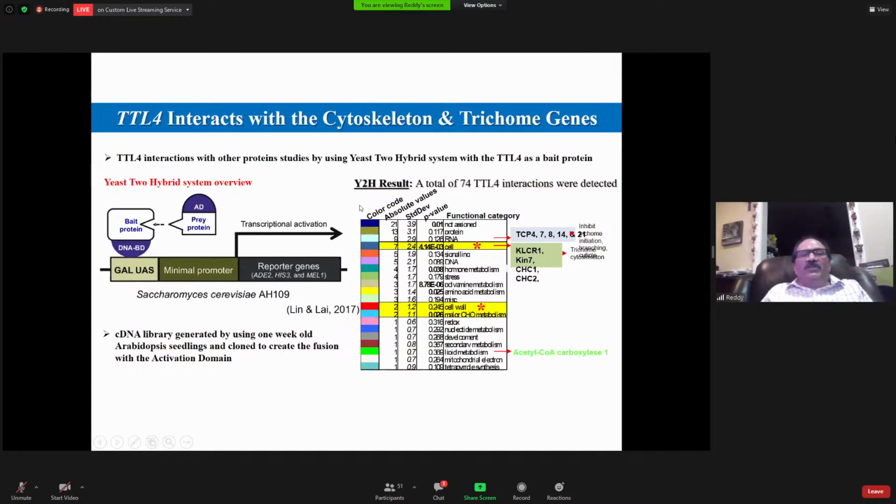So using this kind of yeast-2 hybridization technique, we have identified several genes that are interacting, and especially these TCP transcription factors are known to reduce the density as well as they have the trichome phenotype, and they are closely interacting with TTL4. And similarly, there are other actin remodeling factors that are also known to have trichome phenotype. They interact with TTL4.